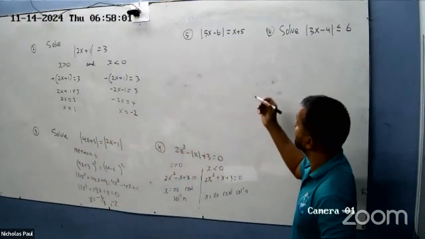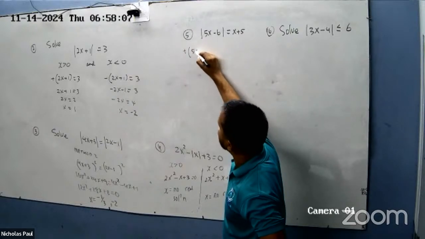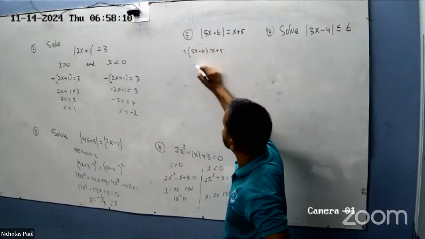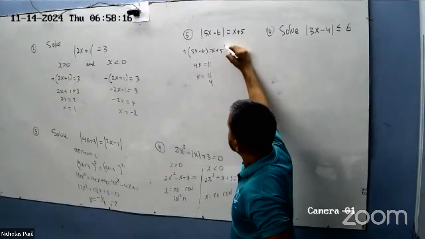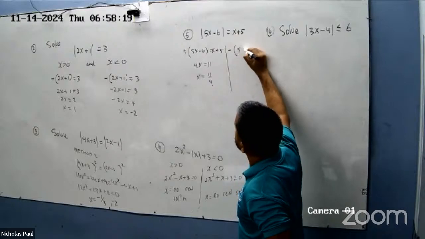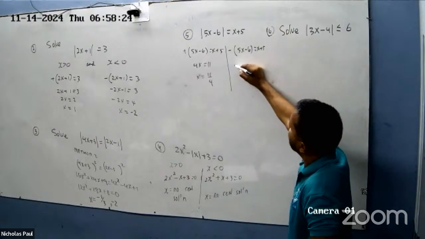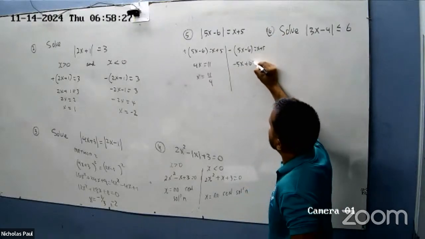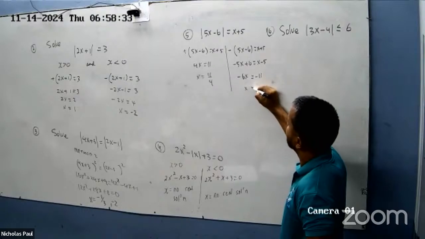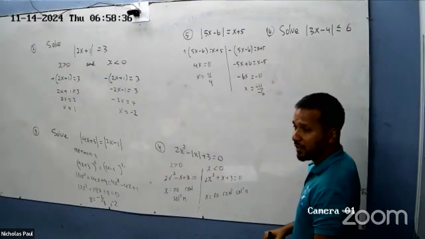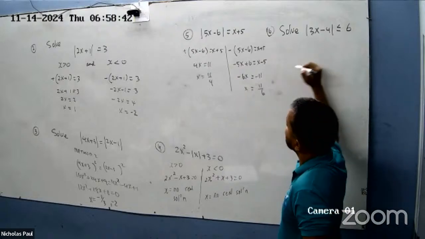I'm doing this one. Right, when it is more than 0, it's plus 5x minus 6 is x plus 5. So I got 4x is 11, x is 11 on 4. When it's minus, it's minus 5x on 6. So I got minus 5x plus 6 is x minus 5. Anybody get that? 11 on 6.